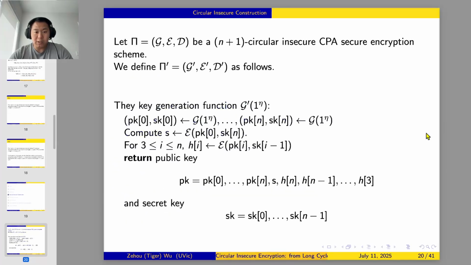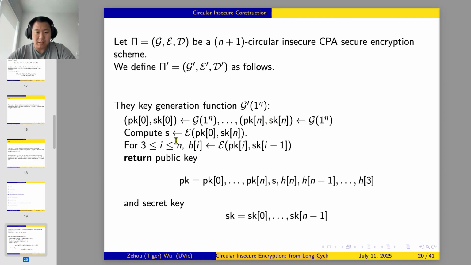So our construction is as follows. First, let pi be an n plus 1 circular insecure but CPA secure encryption scheme. And then we construct pi prime as follows. The keygen function of pi prime is g prime. It calls g, which is the keygen function of the base scheme. We'll refer to this pi as the base scheme. It calls g n plus 1 times to get n plus 1 pairs of keys. That is pk0, sk0, all the way up to pkn and skn.